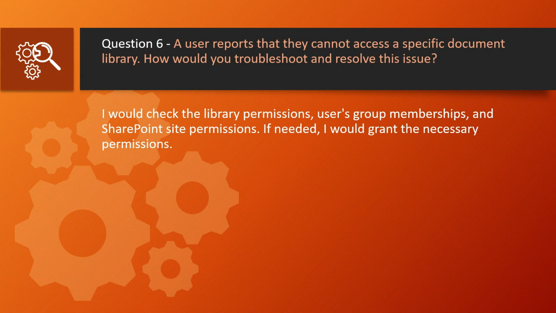Next question is, a user reports that they cannot access a specific document library. How would you troubleshoot and resolve this issue? Here the interviewer wants to know what the troubleshooting steps should be if a user is not able to access a document library. In troubleshooting, we first need to check the library permission. We can also check the group membership and the SharePoint site permission that the user should have. If they don't have the permission, then you need to grant the necessary permission to the user.